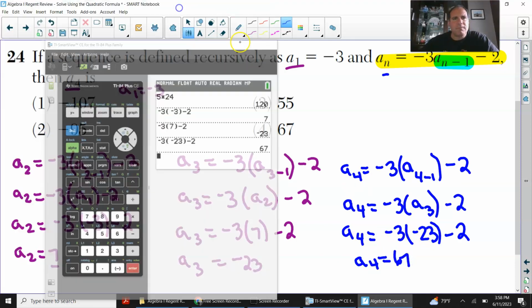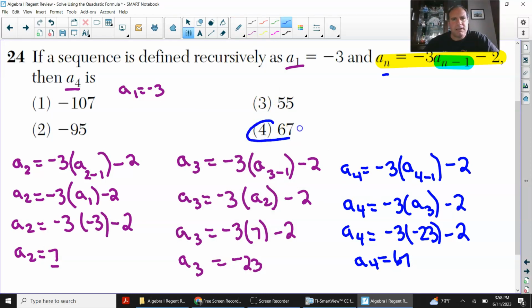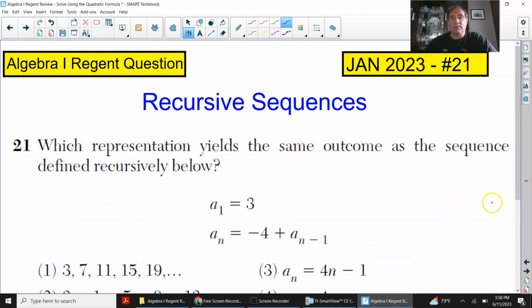And we are finished with our problem. That's all they wanted. They wanted a sub 4, and that is 67. That's it. Follow it step by step, just like I have down on the page, and then you'll be okay.